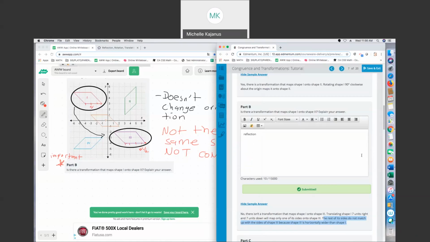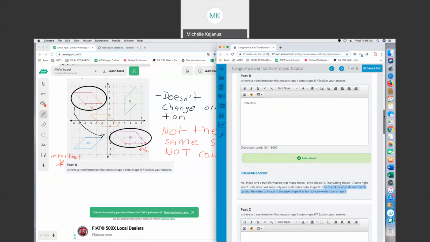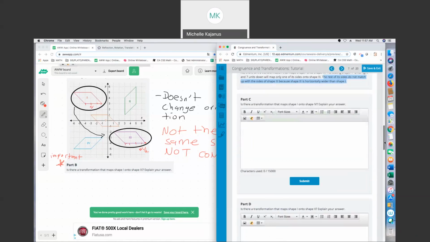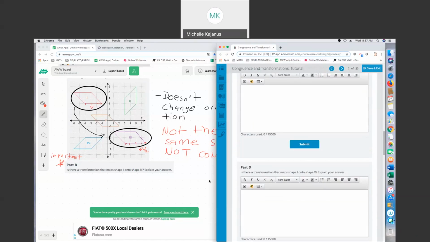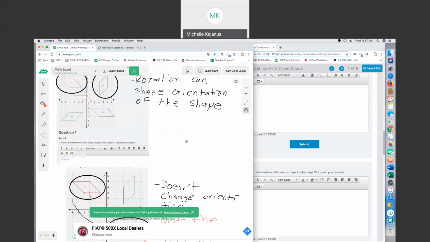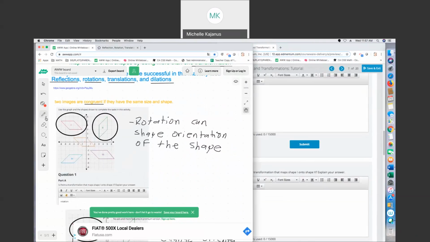Right. And again, the rest is the same. Is there a transformation that maps shape 1 into shape 4? This, try your best, type it, and make sure that you keep it in your notes. And I also recommend that at the top of your notes, write the page number that you found it in the tutorial, in case you need more information and you want to go to it. This was on page 7.